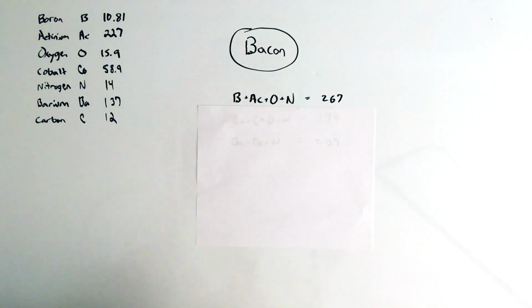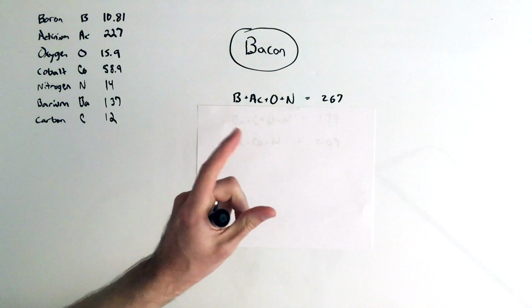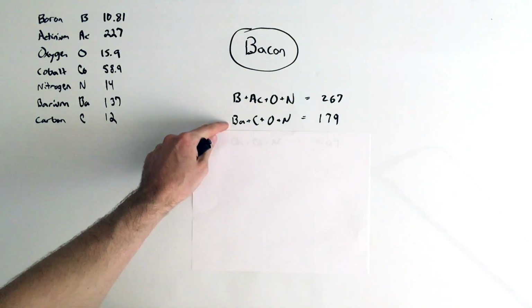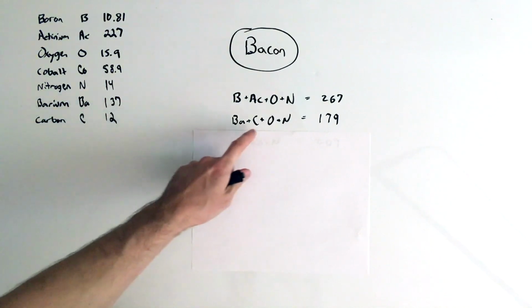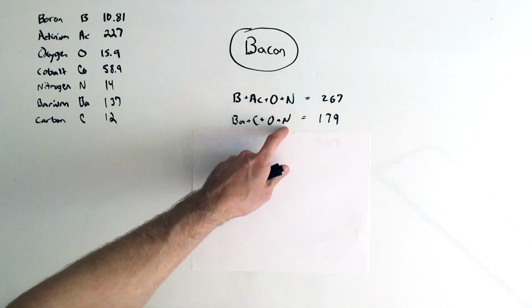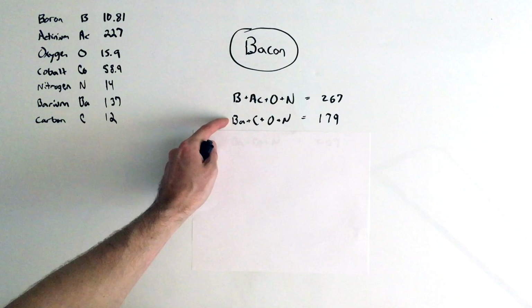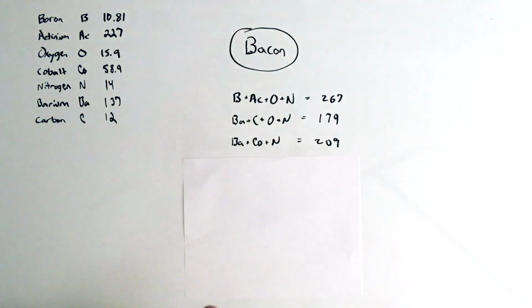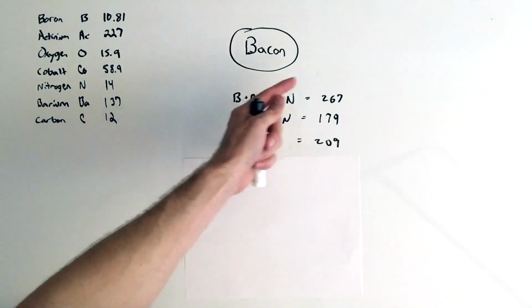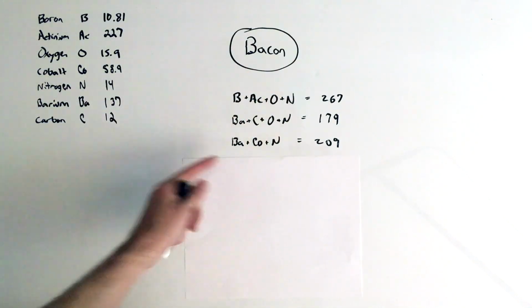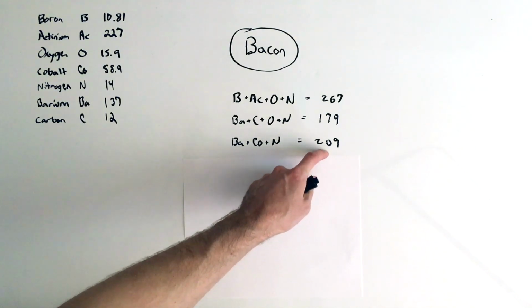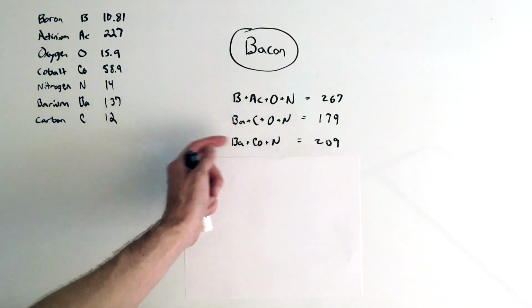All right, so that overviews the problem. Let's look at two other examples. We can use Ba, which is barium, plus carbon, plus oxygen, plus nitrogen. And when the atomic weights are summed up, we get 179. And lastly, we can use barium, cobalt, and nitrogen, which ends up summing to 209 using the sum of the atomic weights.